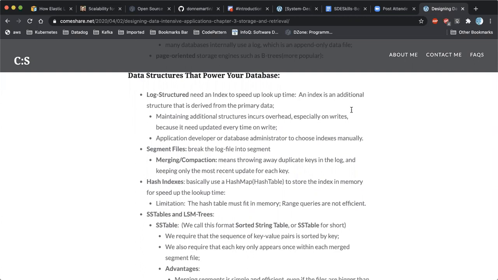Otherwise, you'll have hash collisions and you have to fiddle with it. And with hash tables, if you have range queries, where I want to get the data between this key and that key, you cannot easily scan over all the keys in between.